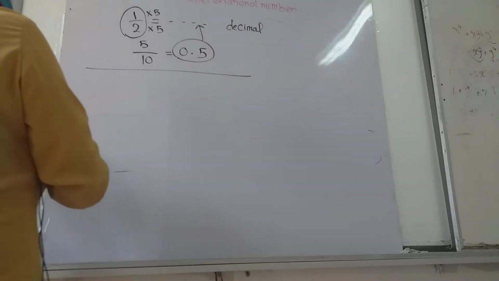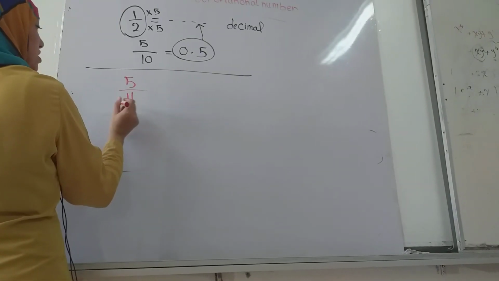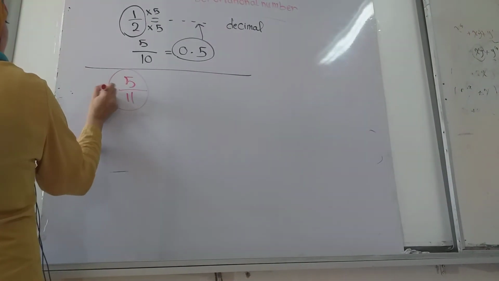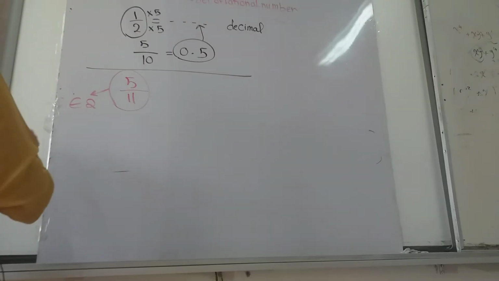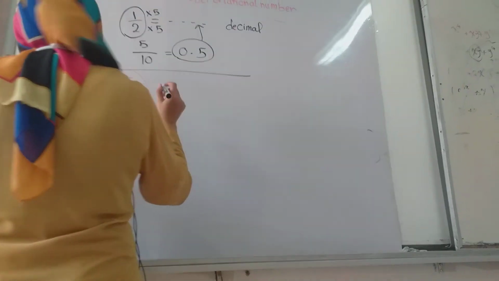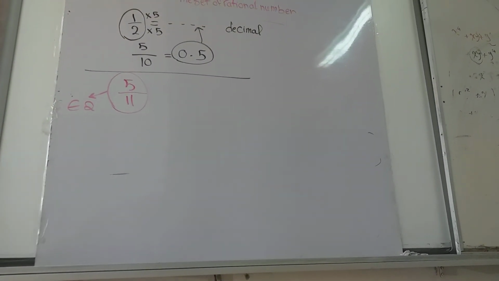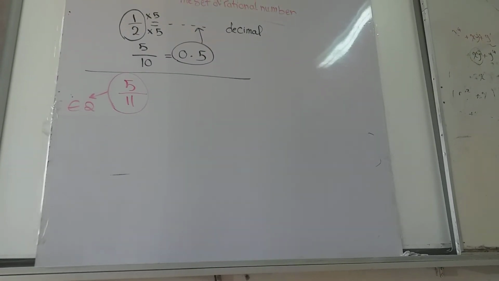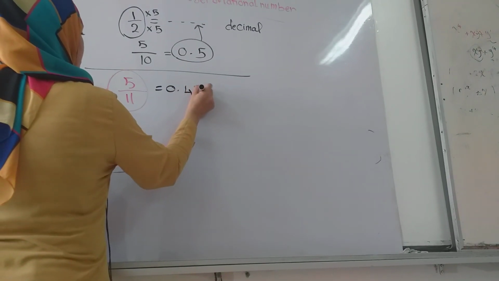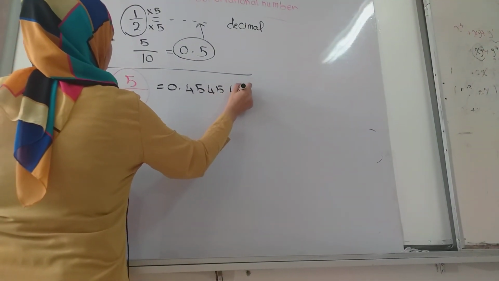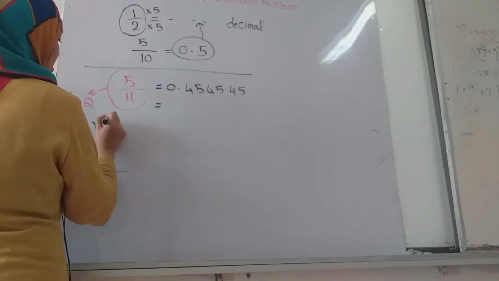But if I have 5 over 11, it is a rational number belonging to Q. But if we put it on the calculator, the answer will be 0.454545, an infinite number. So we write it as a recurring decimal.